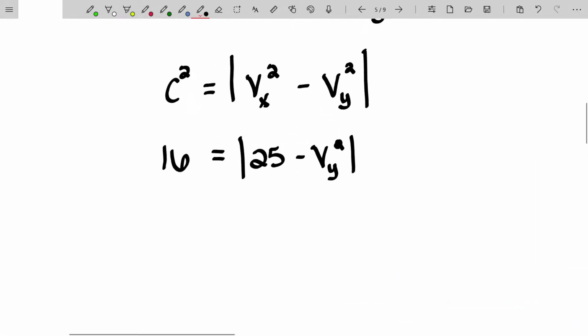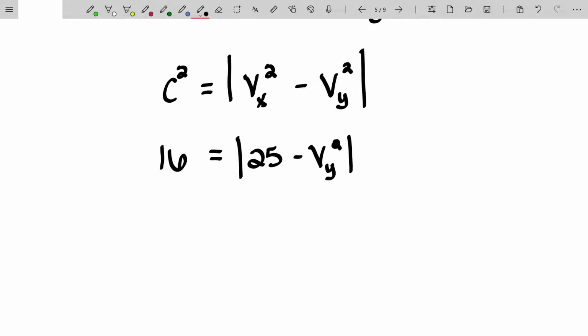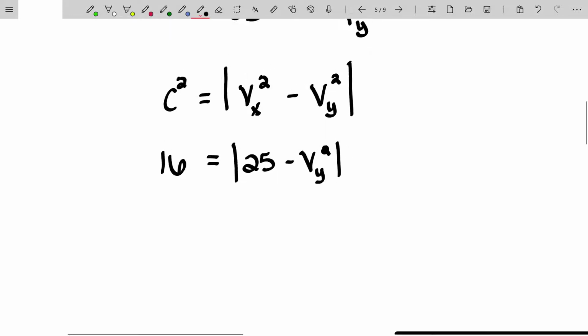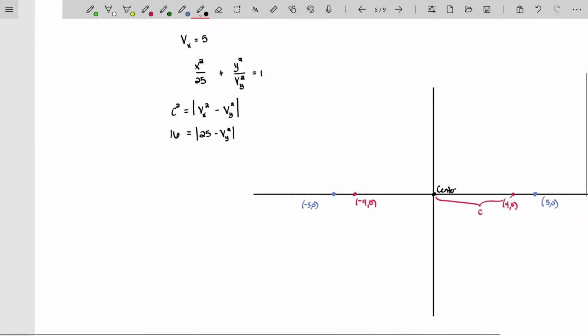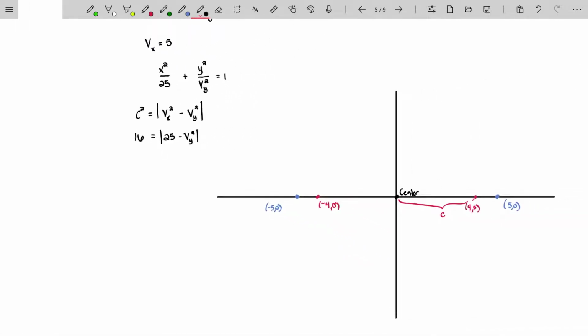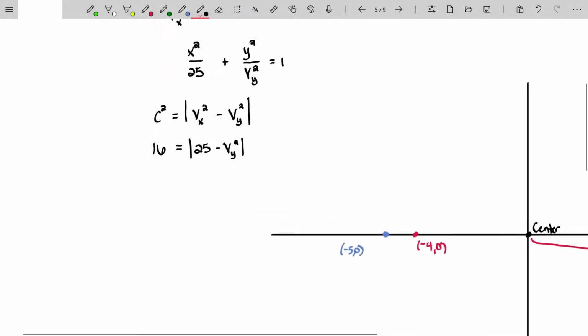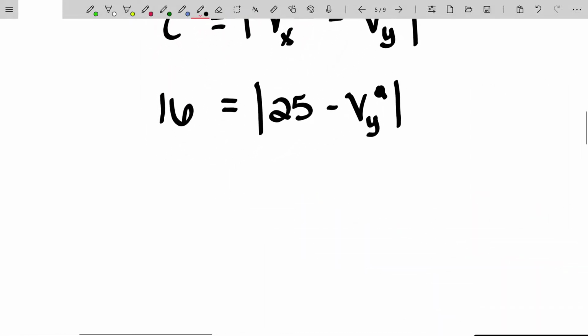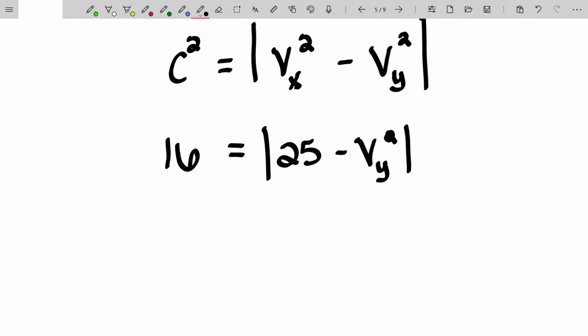Now, how do you solve something like this with an absolute value? There's two ways to go about it. You can use logic or you can use the math you know. I'm going to use a little bit of logic here. If our major axis is horizontal, then I know v sub x is going to be larger than v sub y, so I don't need those absolute values. I'm just going to say, well, I know that the denominator of x is going to be larger than the denominator of y because the horizontal axis is the major axis. So I just rewrite this as 16 is equal to 25 minus v sub y squared.